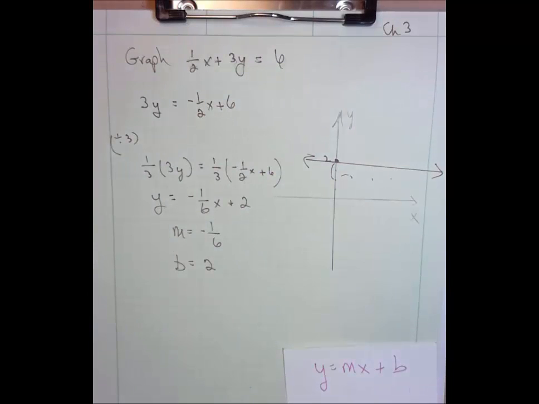Something like that. A y-intercept of 2 and a very, very gentle downhill negative slope of negative 1/6.